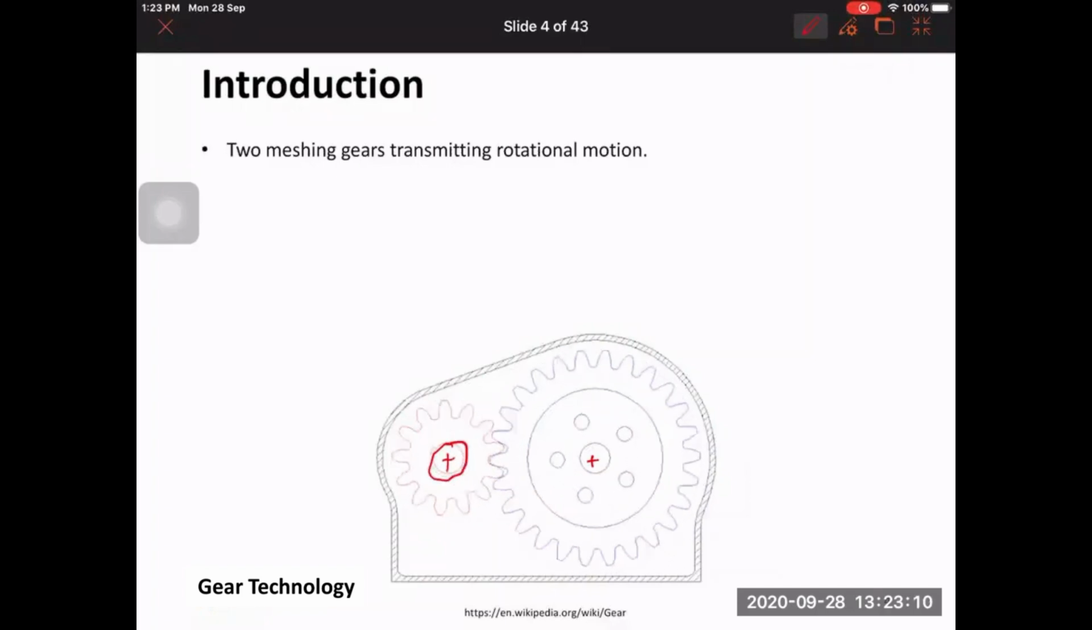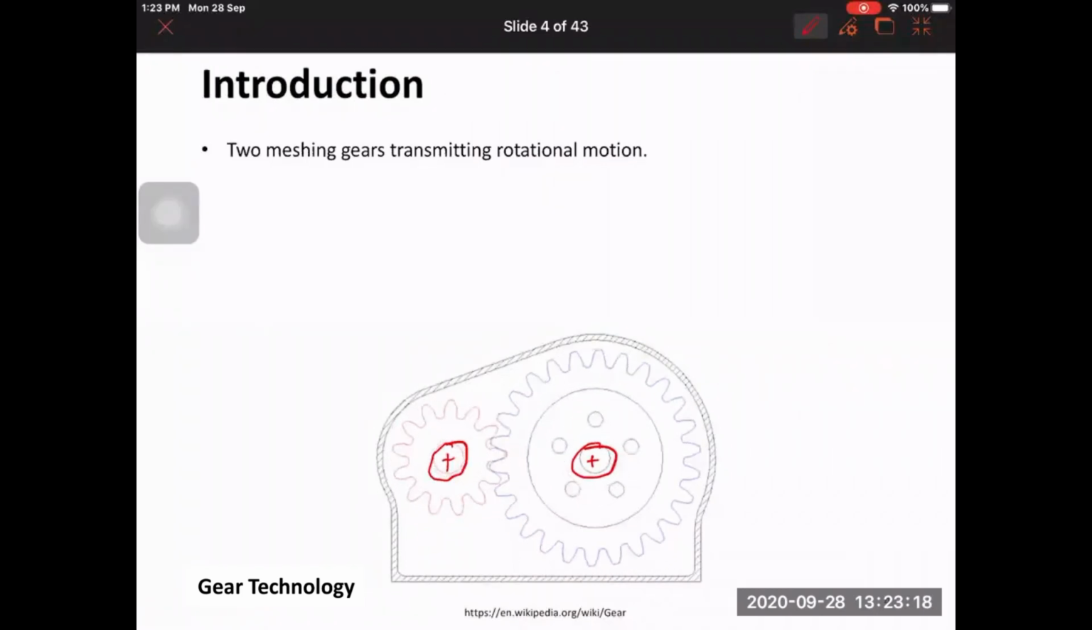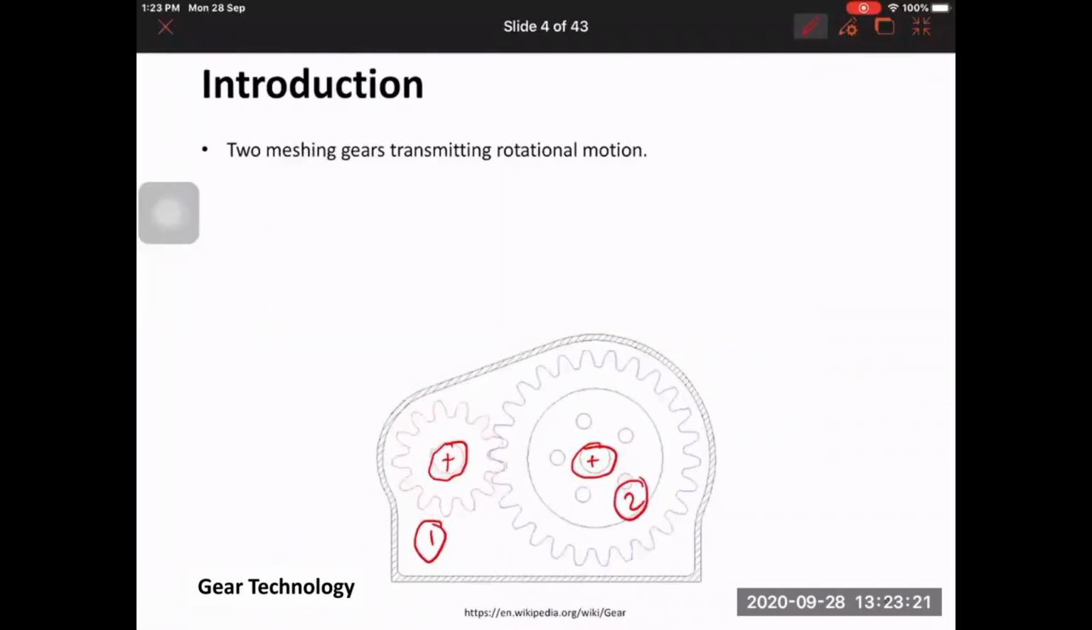If you have a shaft here and you have another shaft here, and you want to transmit the rotational motion from shaft number 1 to shaft number 2, one way of doing that is to use gears. So gears are used to transmit power, transmit rotational motion between two shafts. These two shafts could be parallel shafts, could be perpendicular shafts, they could be skewed shafts. We'll see how we can deal with each and every configuration of these, okay?